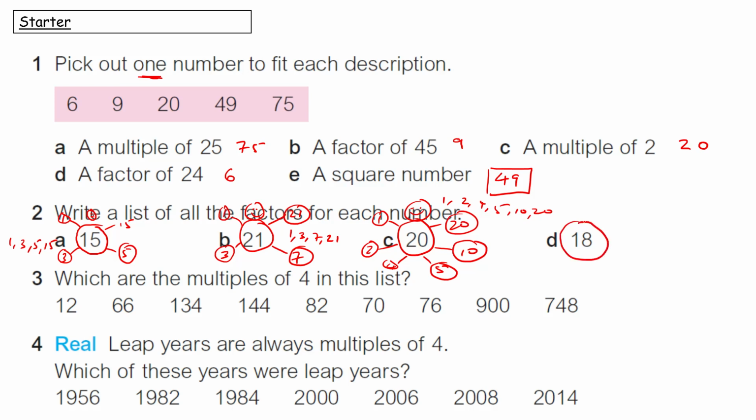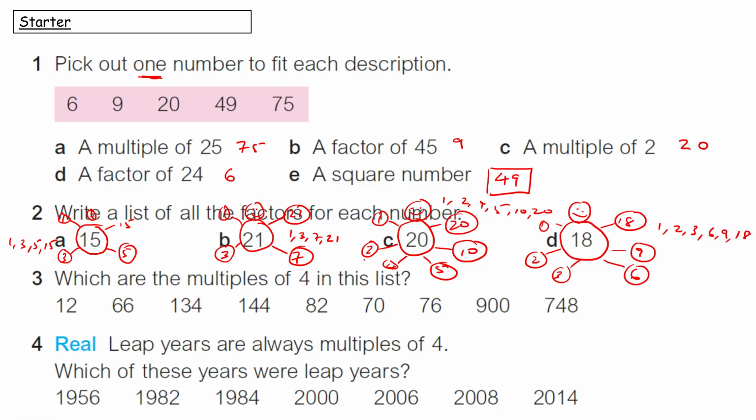And finally 18. Happy factor spider. Got 1 and 18, because 1 is the factor of all numbers and itself. 2 goes 9 times. 3 goes as well, because 1 and 8 is 9, so 3 goes in there 6 times. 4 doesn't go, nor 5, and we're back to 6, which we've got already. So our factors of 18: 1, 2, 3, 6, 9 and 18.